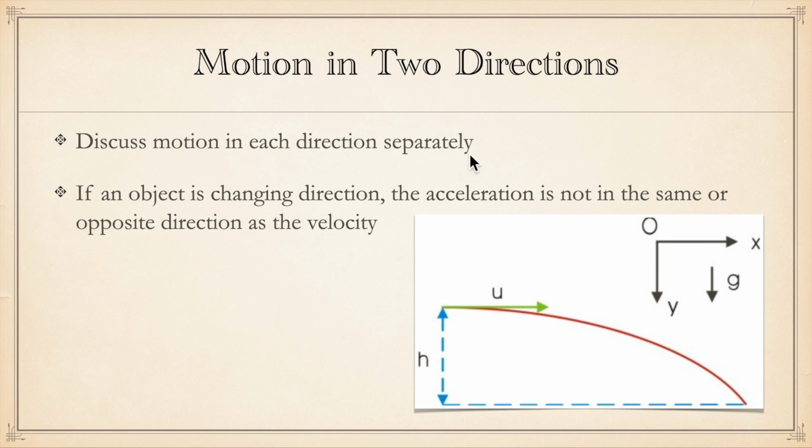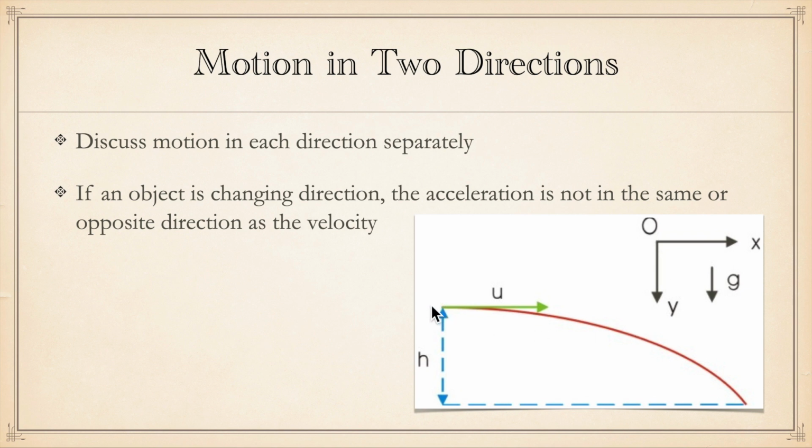So motion in two directions. You have to discuss motion in each direction separately. So if an object is changing direction, the acceleration is not in the same or opposite direction as the velocity. In a lot of cases it's perpendicular.